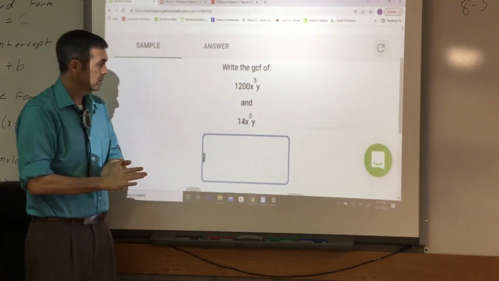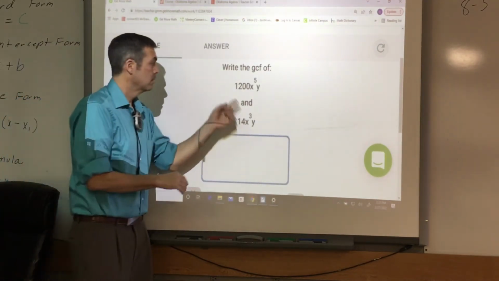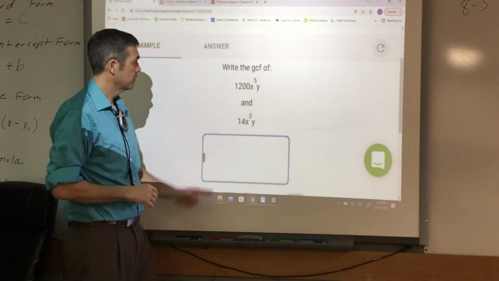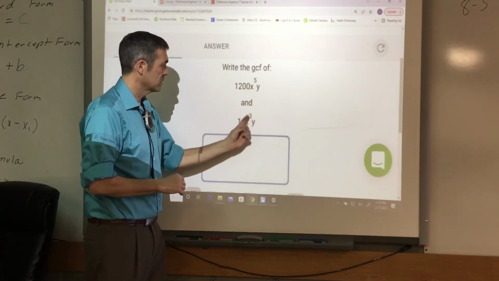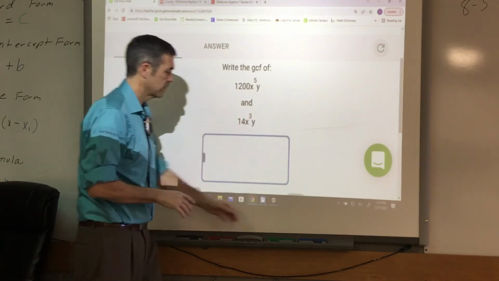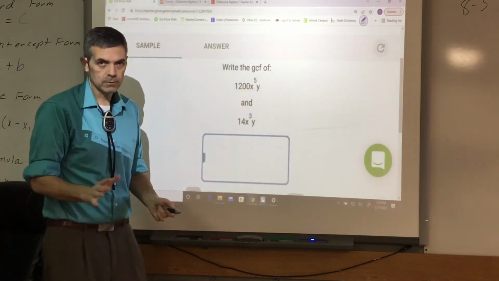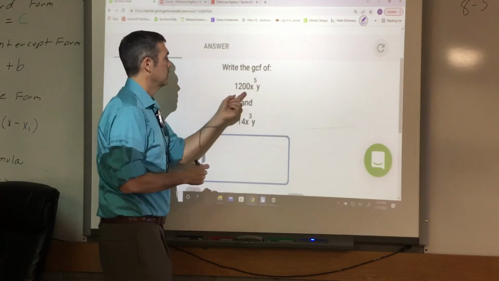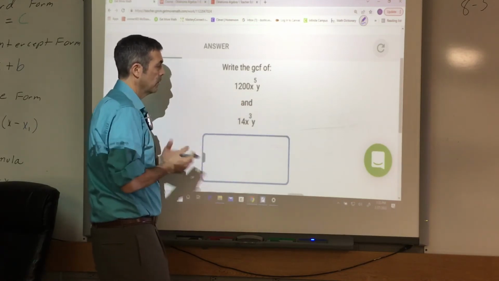Here's a pretty good one too. 1,200 x to the fifth, y to the first, and 14 x to the third, y to the first. All right, so first things first, deal with your coefficients. What can come out of both of those? Well, I know I can take a 2 out of both of those.